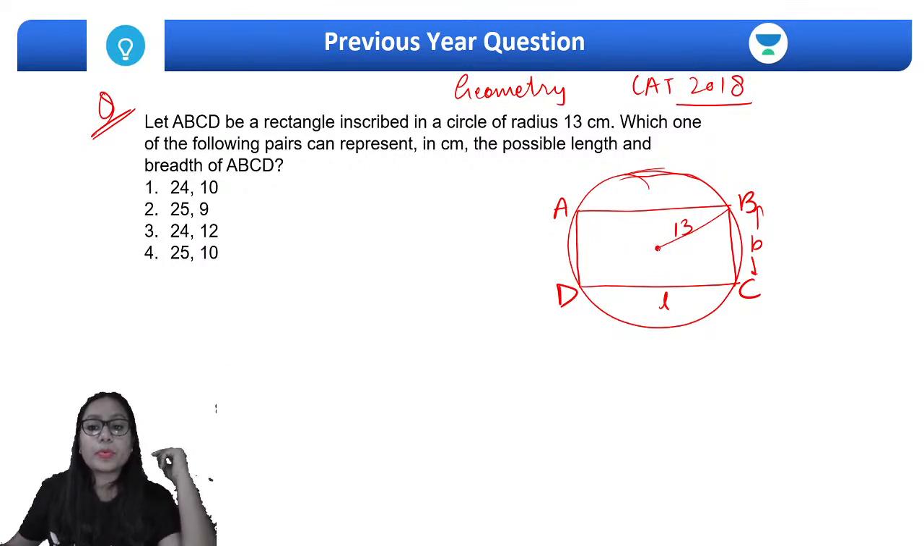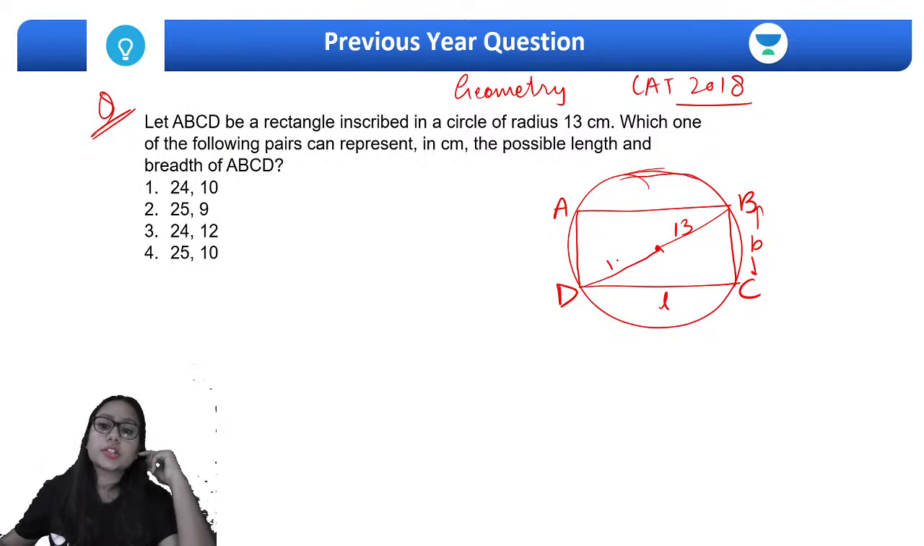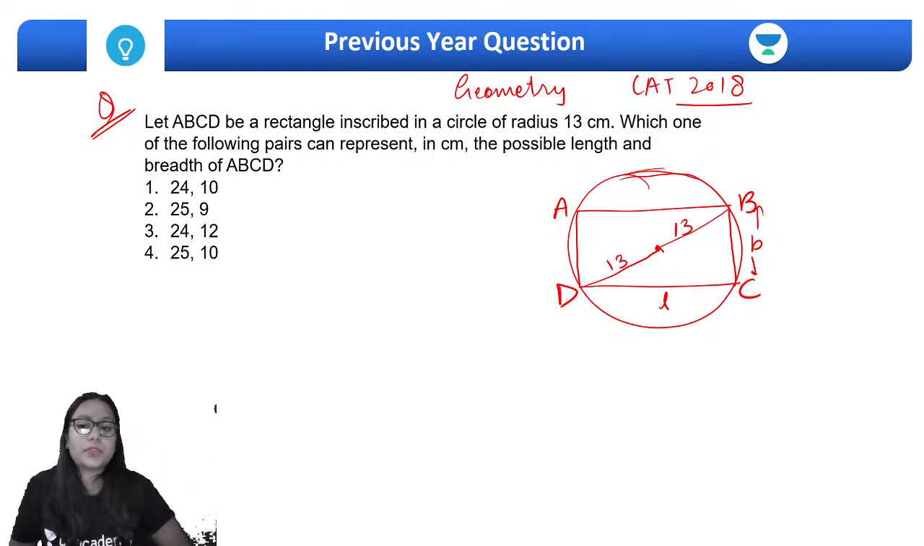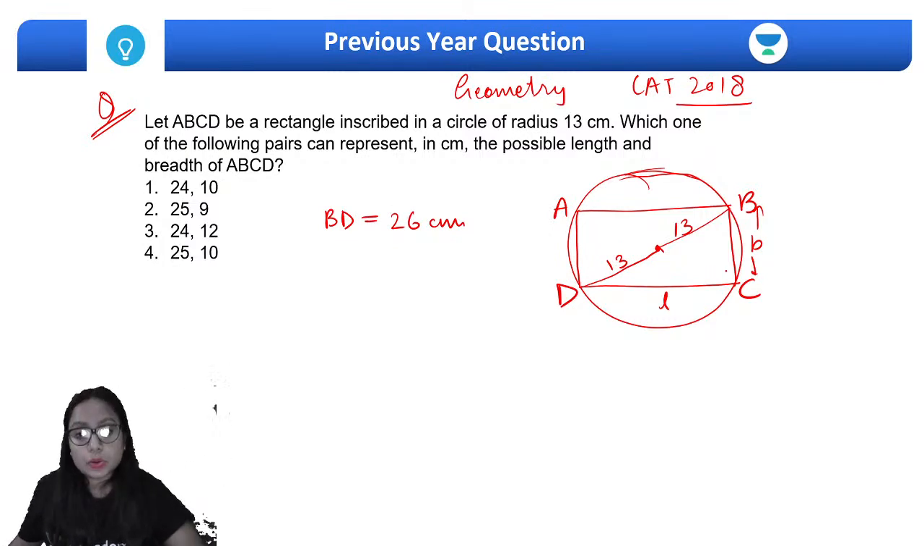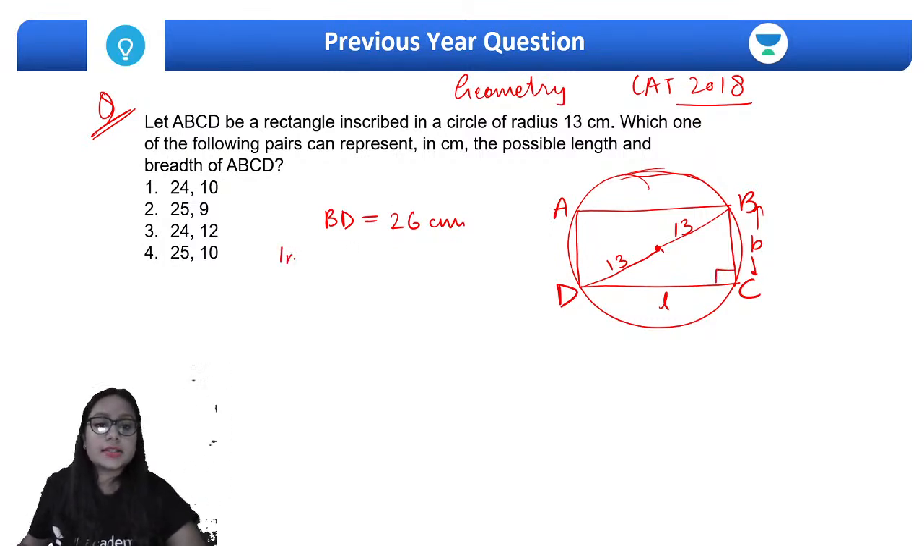So this center point would be the midpoint of the diagonal. Okay, so this is also the radius, hence this is 13. So the length of diagonal BD is equal to 26 centimeters. Now since we know that this is a rectangle, we can consider triangle BCD.